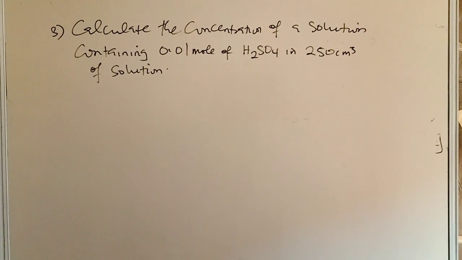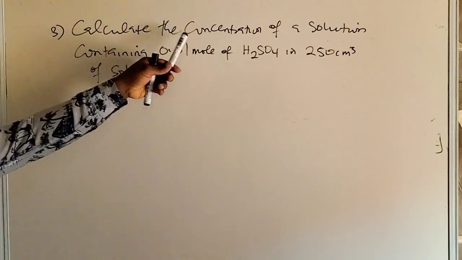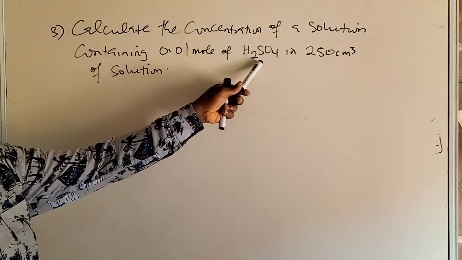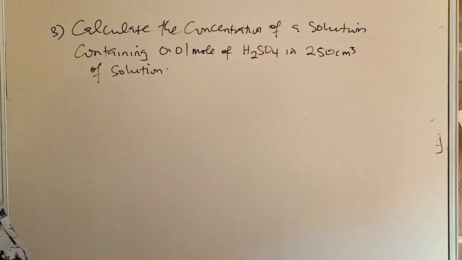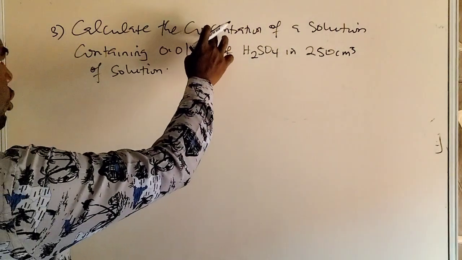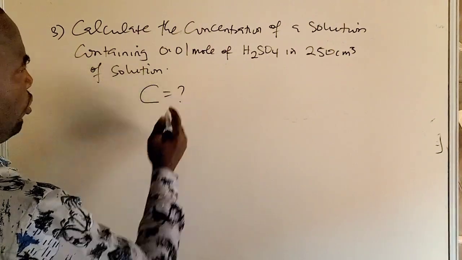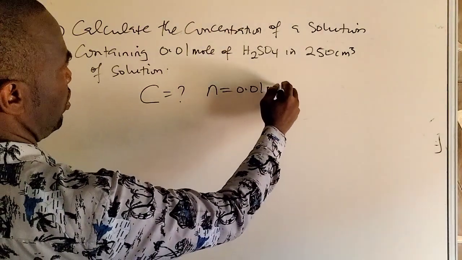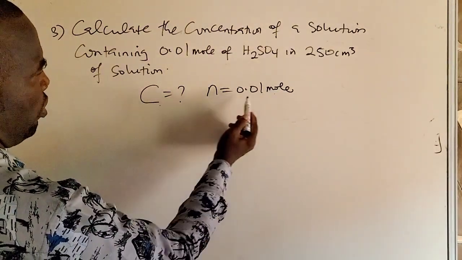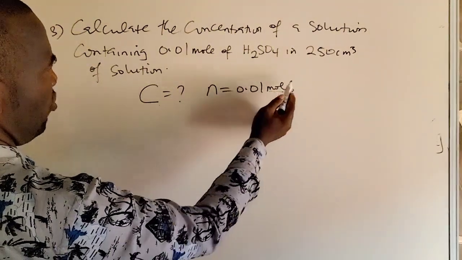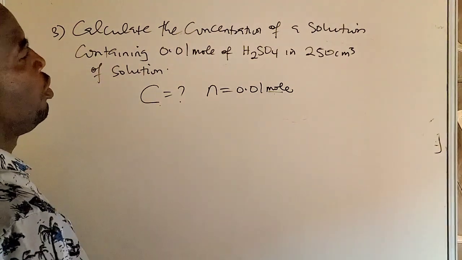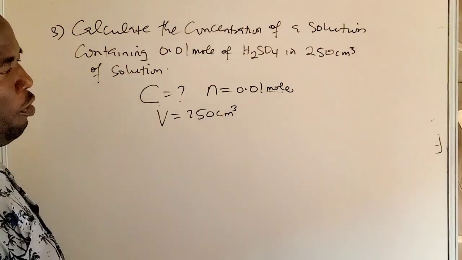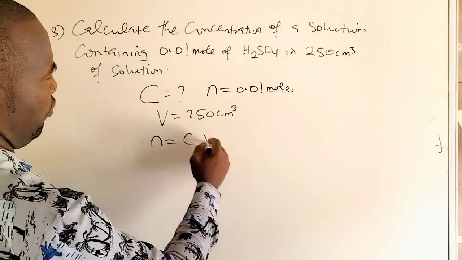So we have another example on the board that says calculate the concentration of a solution containing 0.01 mole of H2SO4 in 250 cm cube of solution. So we're looking for concentration. The symbol for concentration is C, that is molar concentration. This is mole, that is your N, 0.01 mole. Distinguish between mole and concentration. When you have mole, that is N. When you have mole per dm cube, that is concentration. So volume is 250 cm cube. Looking for concentration, the formula that joins them together is N equal to CV.